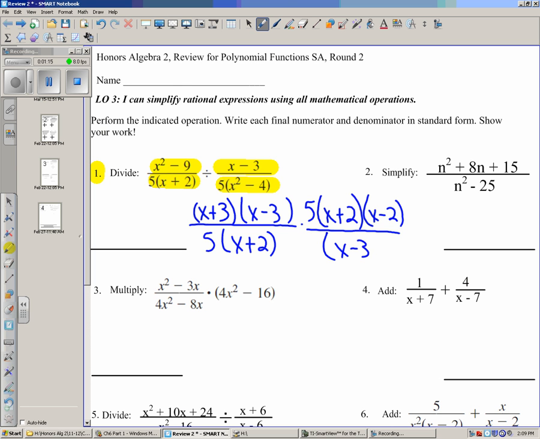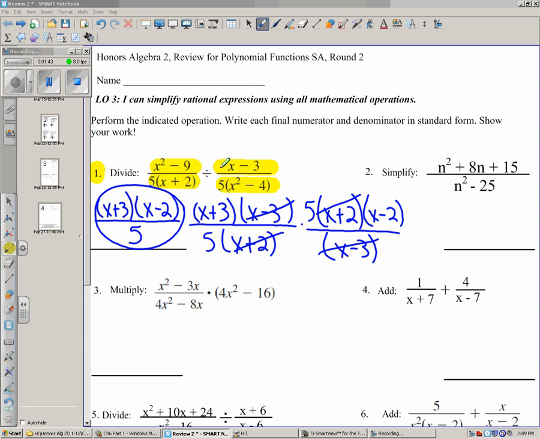And now I'm going to look to see what I can simplify, or as we like to say, cancel from top to bottom. So I see my x plus 2's, and I see some x minus 3's. And when I'm done for my final answer, if you want to leave it broken up as x plus 3 and x minus 2, and then everything over 5, you are more than welcome to do that. If you want to go ahead and multiply or FOIL your numerator, you can also do that as well.